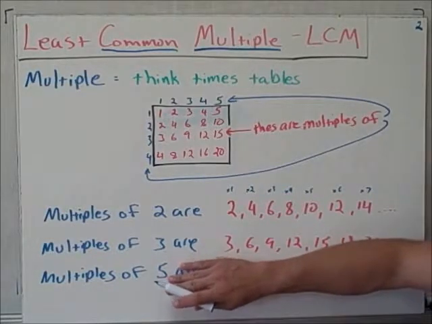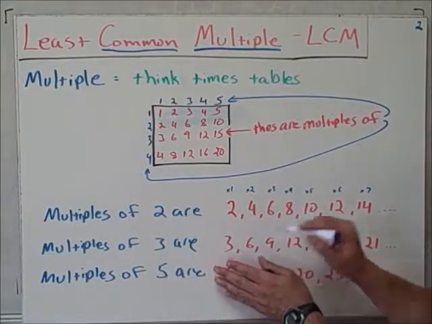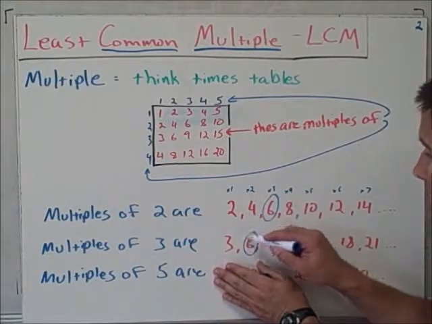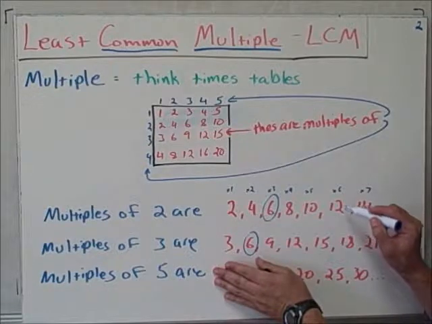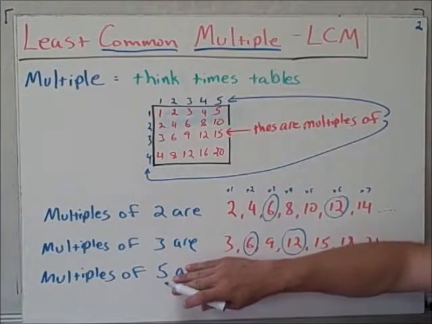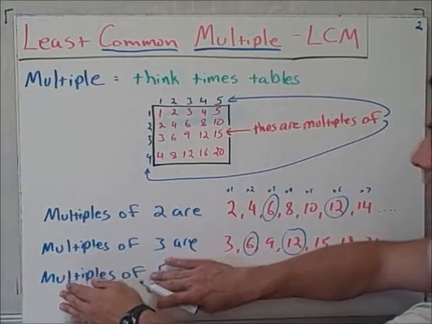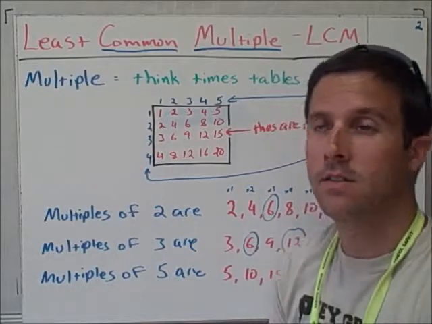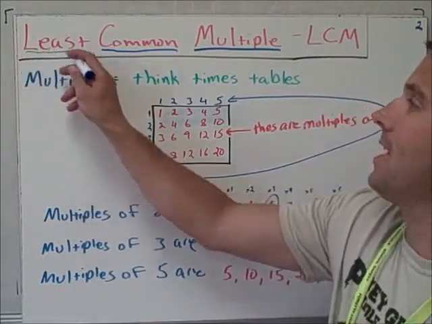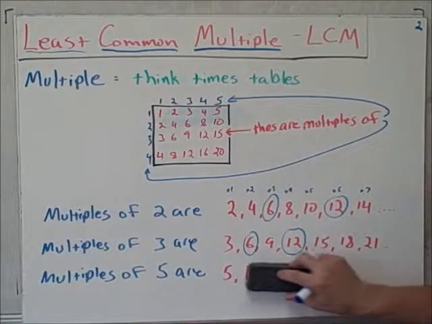Now, if I took these out and I was just looking for the common multiples of 2 and 3, I would have this one and this one and the 12. This is about as high as I would go. If I didn't have 5, those would be my common multiples. Now, if I wanted to find the least common multiple, let's erase this so you don't get confused.